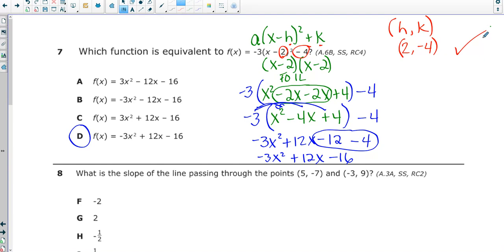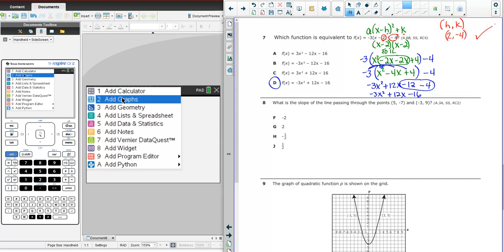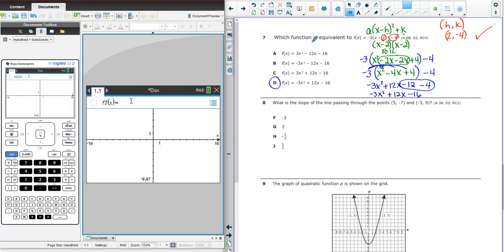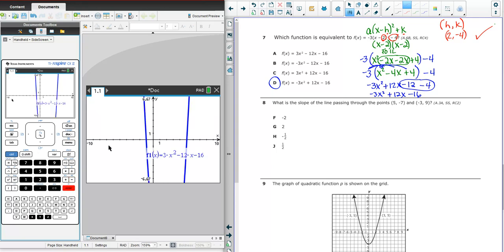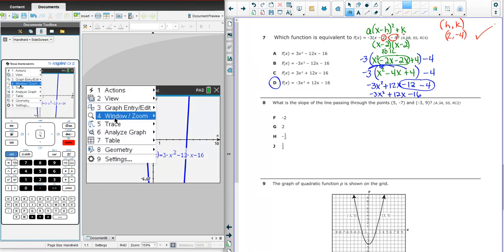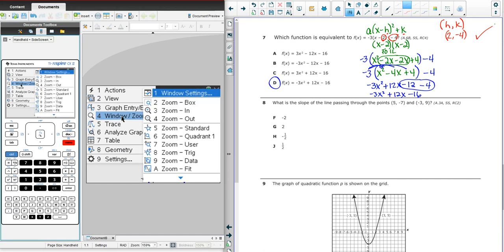Now, I was showing my other classes how to do that. You go to the calculator, go to add graphs. Let's test out letter A, right? So watch. If I plug in letter A here, I'm going to put 3x squared minus 12x minus 16. When I push enter, I'm going to get this parabola, but I can't even see where the vertex is. So you go to menu, and we're going to change the window. So you can zoom in, you could zoom out, or you could change the window settings, either one.